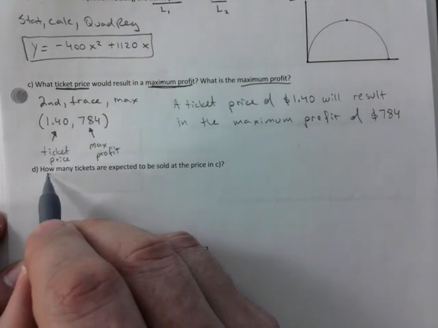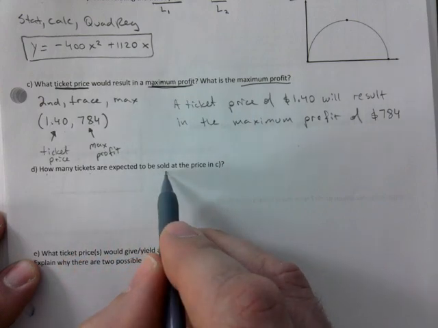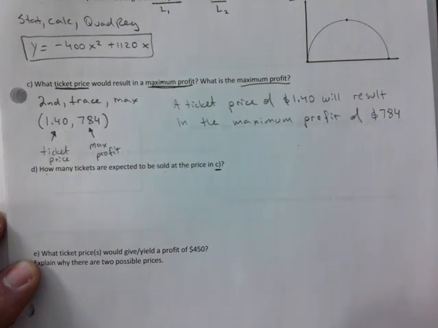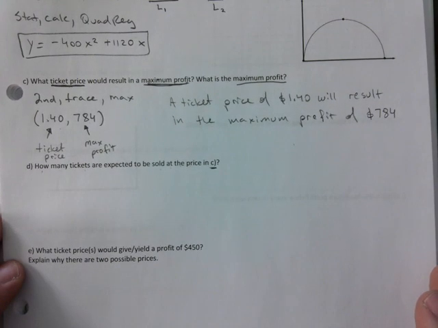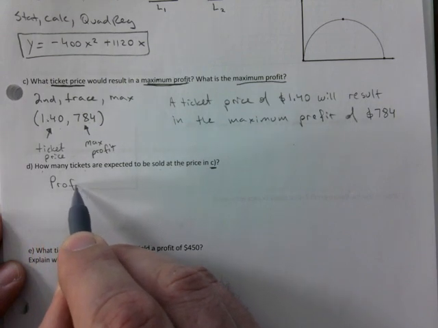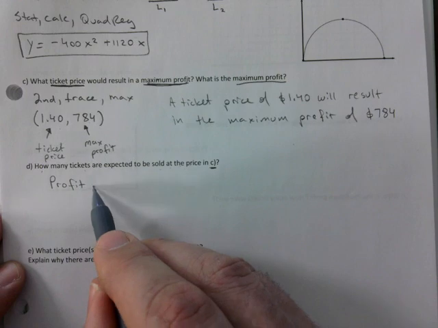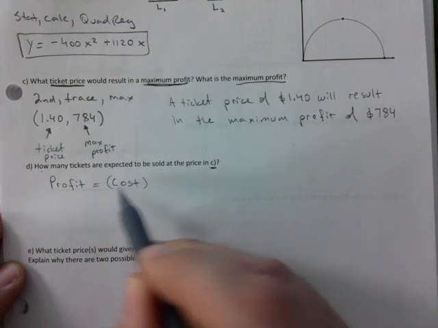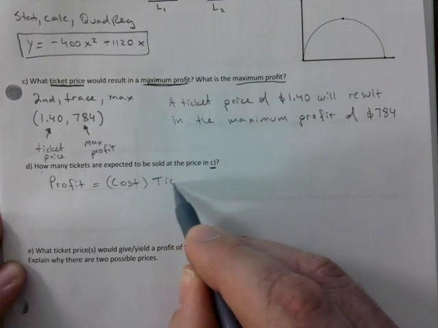So here we go. How many tickets are expected to be sold at the price in C? This is how you do this question. We know that profit is equal to cost times tickets.